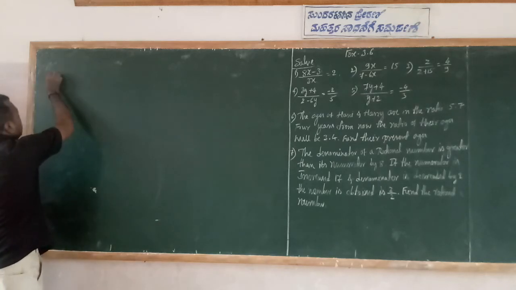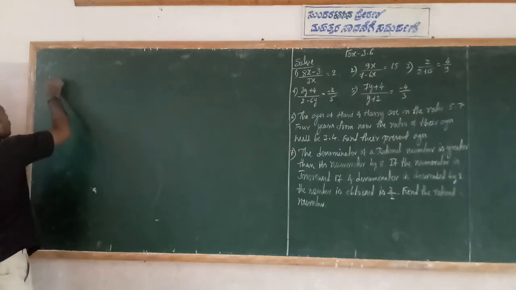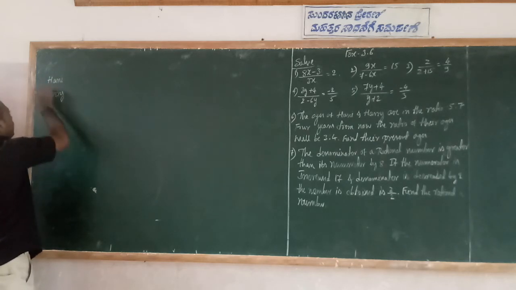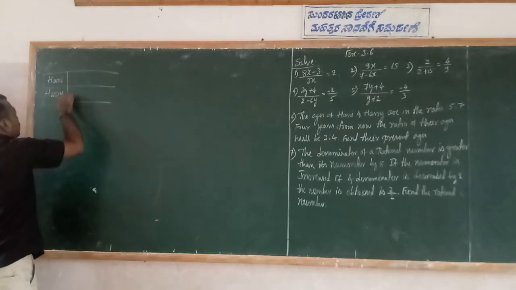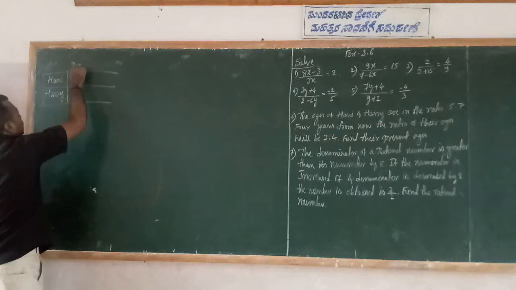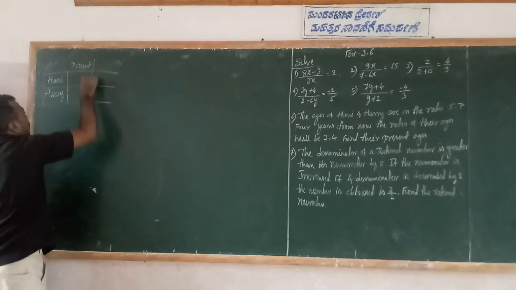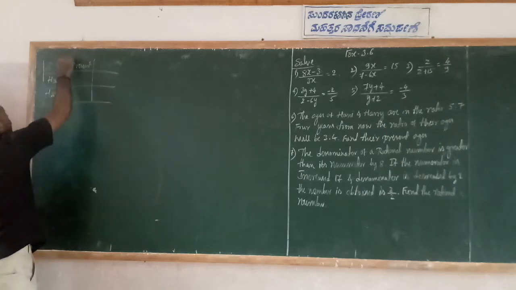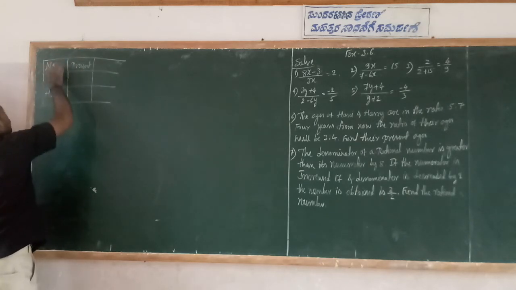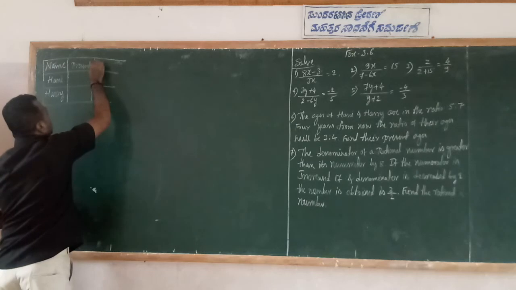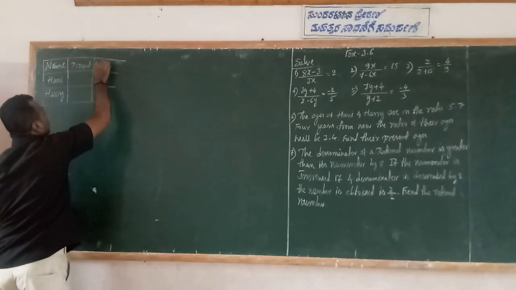See, this is Hari, this is Harry. Okay. See, present age. Present. This is name. After 4 years. 4 years from now. 4 years after.